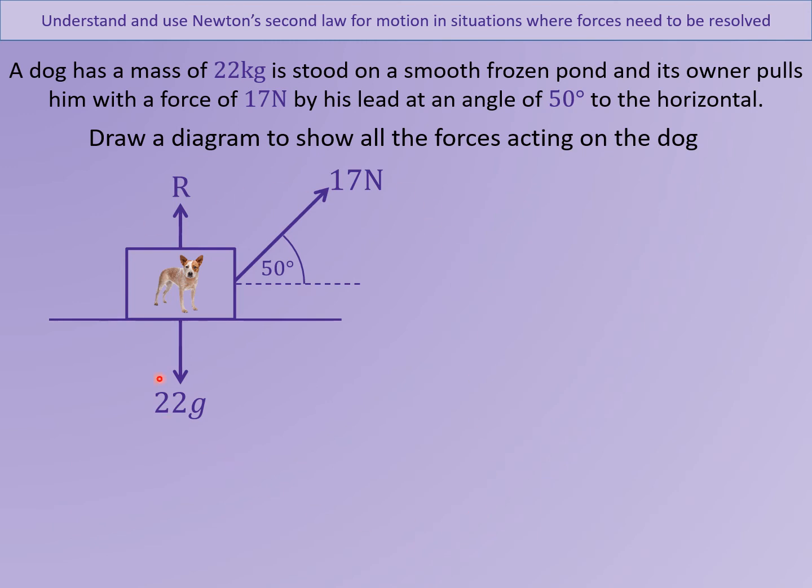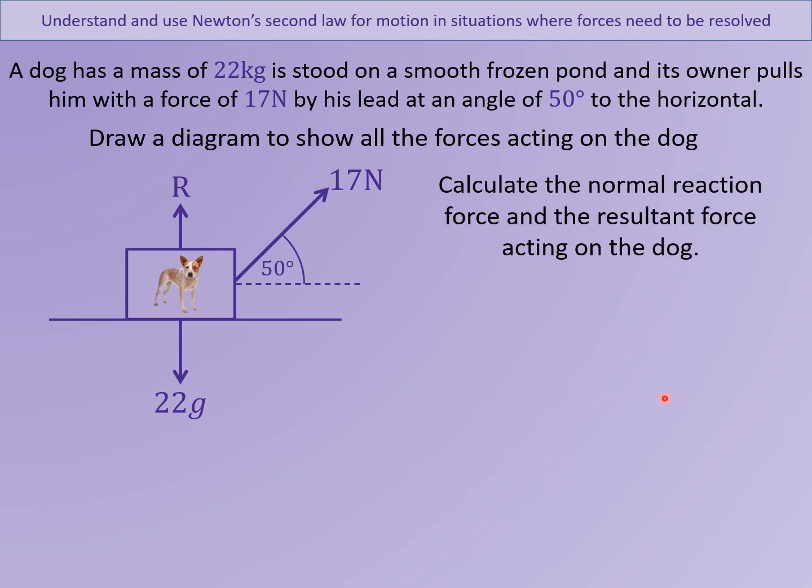So I think we're pretty much there, aren't we? There's nothing else acting on this dog. We've got the owner pushing up, we've got this weight pulling down, we've got the ice pushing back on our dog. So what we can do now is calculate the normal reaction force, this R value, and we can also calculate the resultant force acting on the dog. We can see what's going to happen to our dog. That's what we're going to do now.